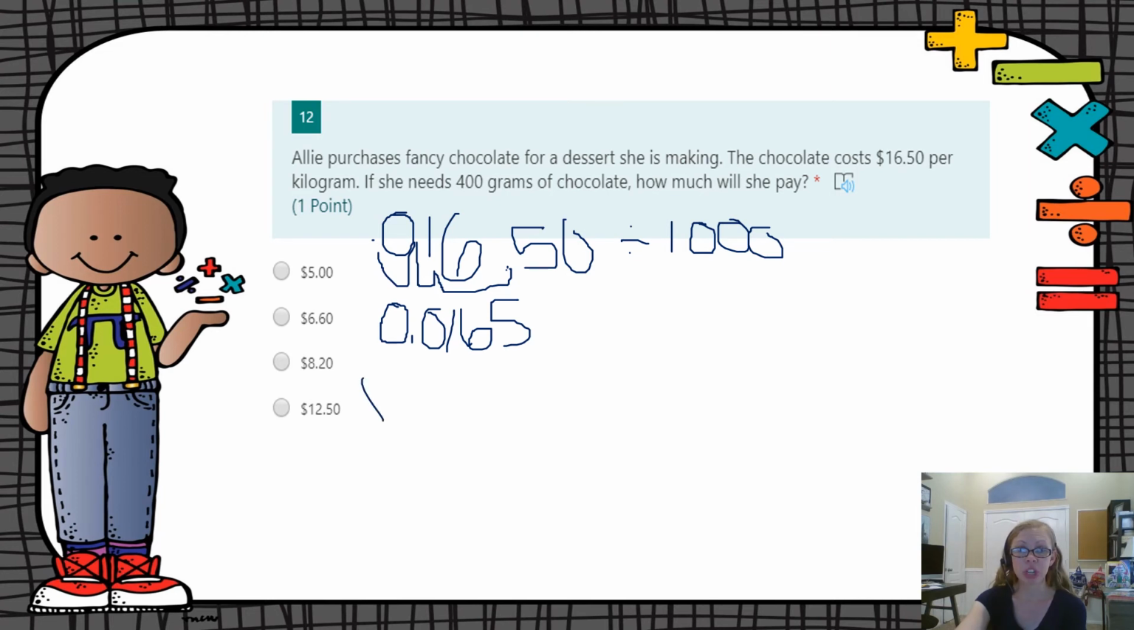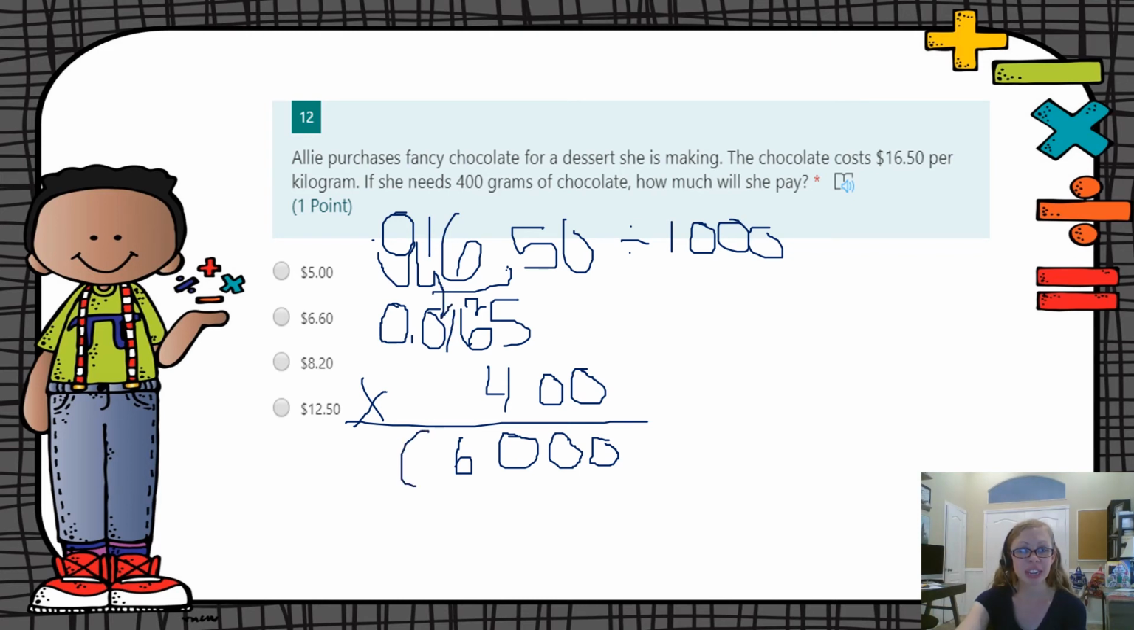Allie is going to purchase 400 grams. So I'm going to write times 400, and I like to hang those zeros off the end. It helps me remember to put them down here in my answer, but lets me focus on where I need to multiply. So 4 times 5 is 20. Carry that 2. 4 times 6 plus 2 is 26. Carry the 2 again. 4 times 1 plus 2 is 6. 4 times 0, 4 times 0. A lot of zeros in my answer. I bet I'll be able to get rid of a few of them.